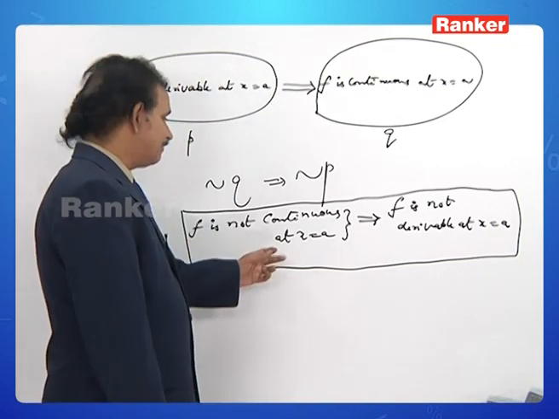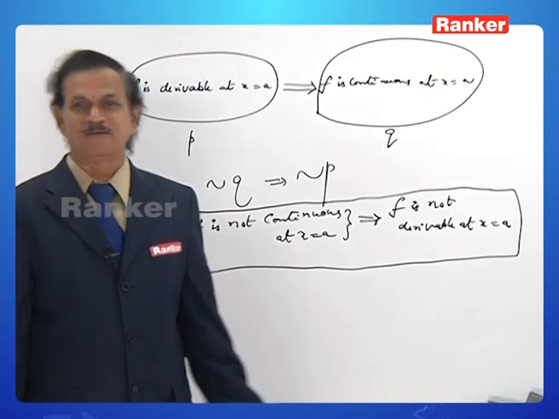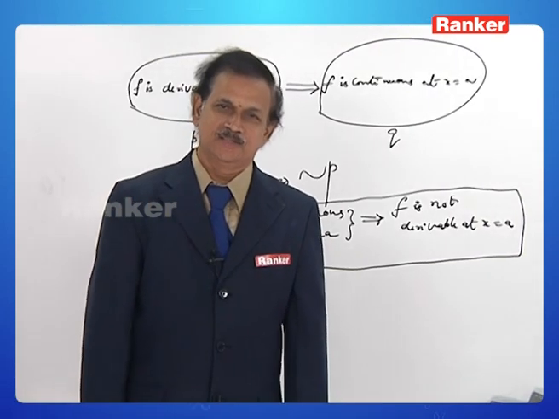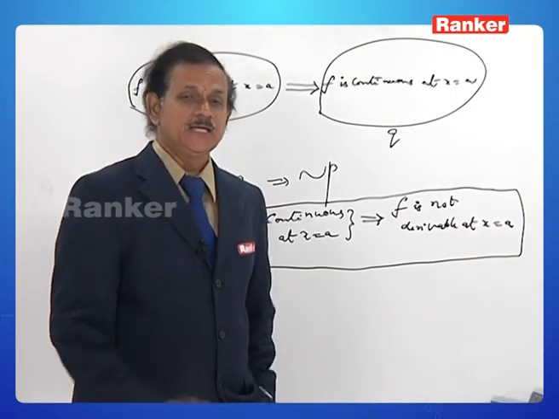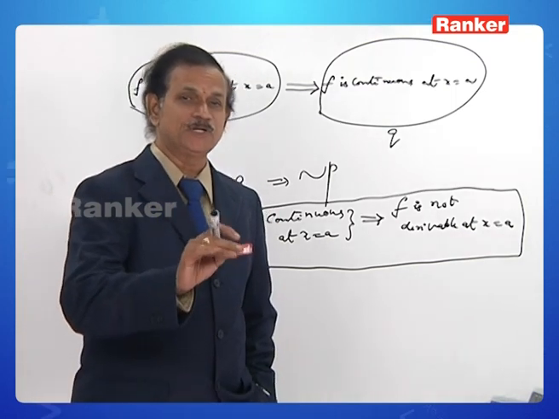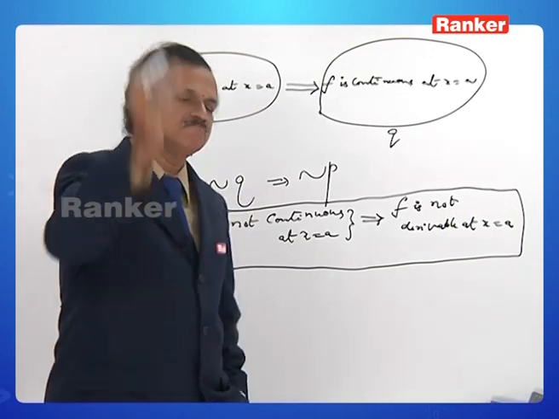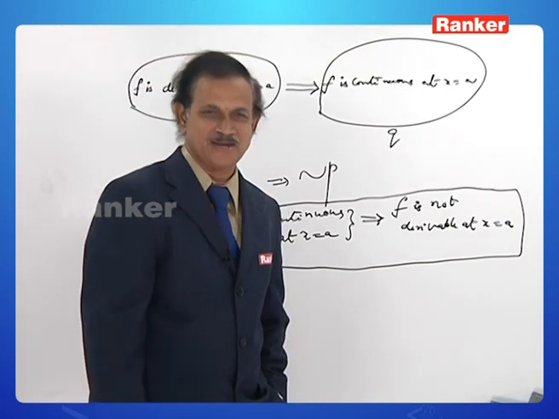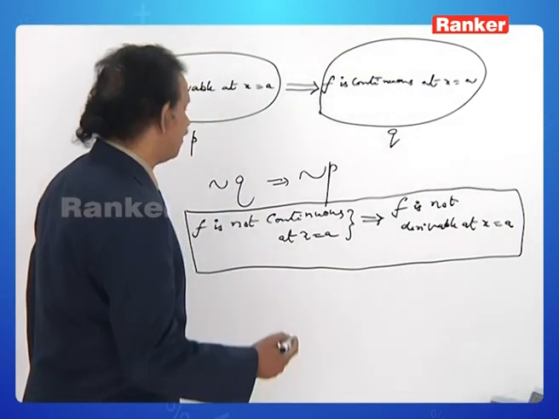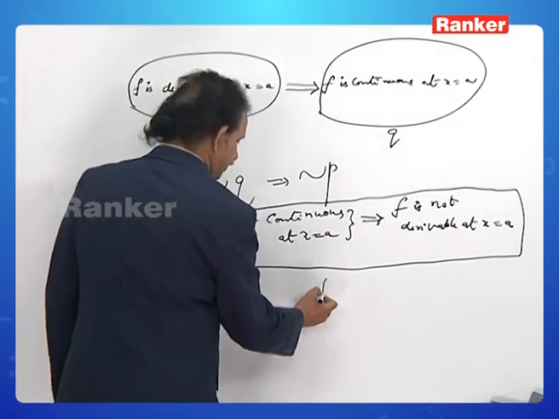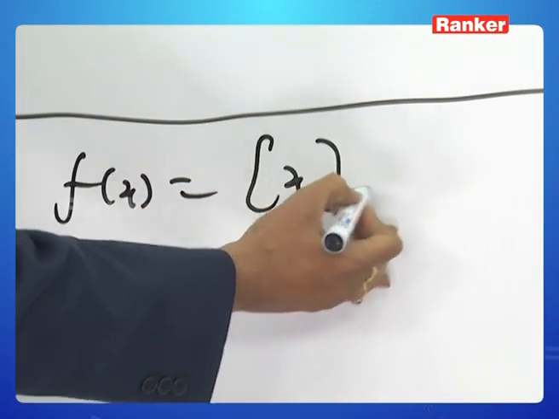This is now the powerful weapon with us, which is going to be in our hands. That is, in order to test the derivability, if it is possible to notice that it is not continuous, then it is not derivable automatically. Automatically it is not derivable. As an example, you consider the function f of x is equal to integral part of x plus 1.